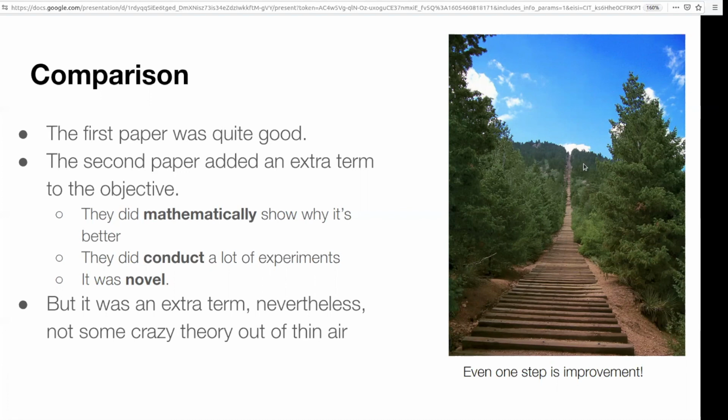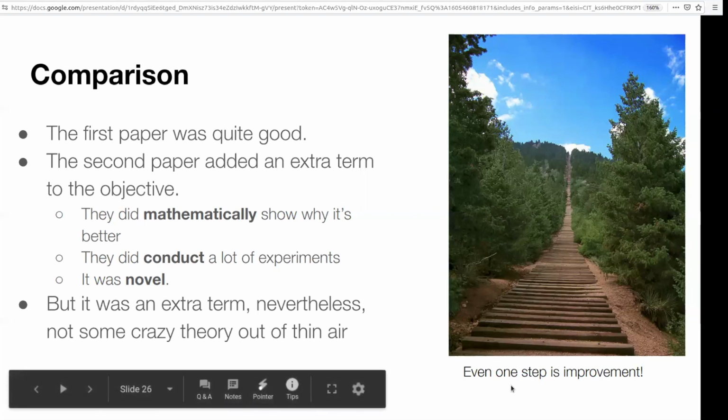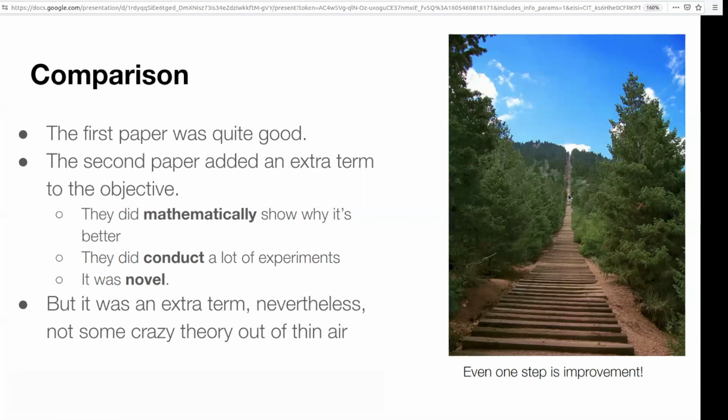It's like the Stairmaster. And I threw this picture in to show that one step is an improvement, but also to reinforce the idea to you guys that Colorado has some of the most beautiful and epic places to go. So if there's nothing else you take away from the research, at least one thing is that Colorado is the best state. It's the most beautiful state, and you should go there. Check it out.